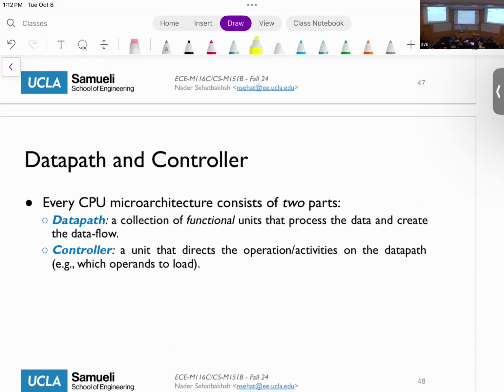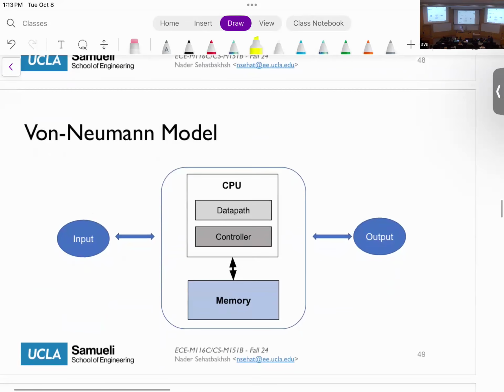The data path is basically a collection of functional units that is used to process the data, to create the new data, to store the new data, and all those things. The controller is a unit that checks and manages this data flow: what instruction should do what, which unit should be active, what should we read, and what should we write, and so on and so forth. This is what, as I said before, we call a stored program or von Neumann model.